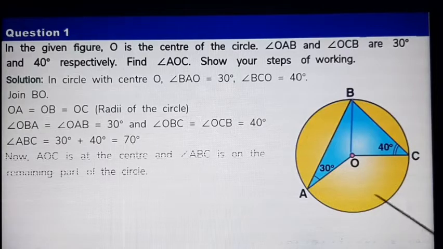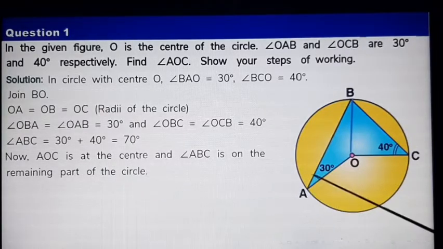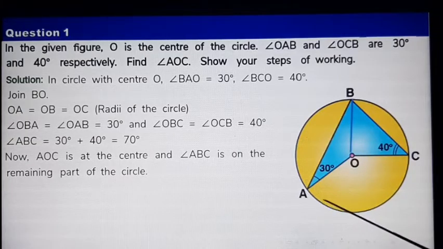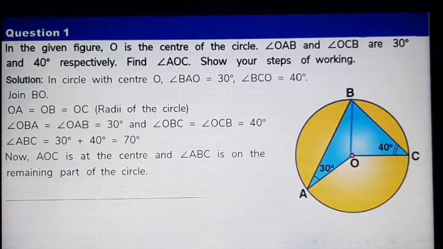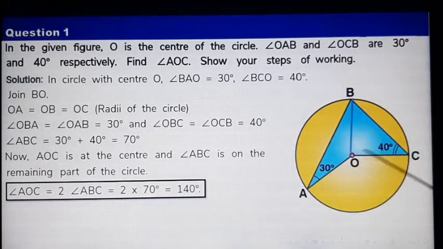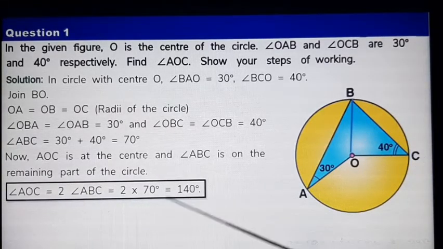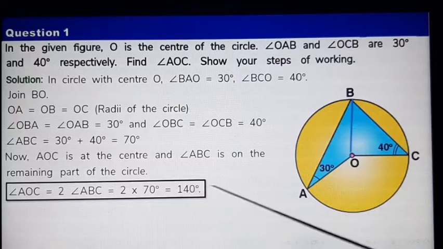Now, AOC is the angle subtended by the arc AC, and this is going to be double of angle ABC using the first theorem which we have learned. So angle AOC will be double the angle ABC, and angle ABC is 70 degree. So this means angle AOC will be 140 degree. So pause the video to note down.